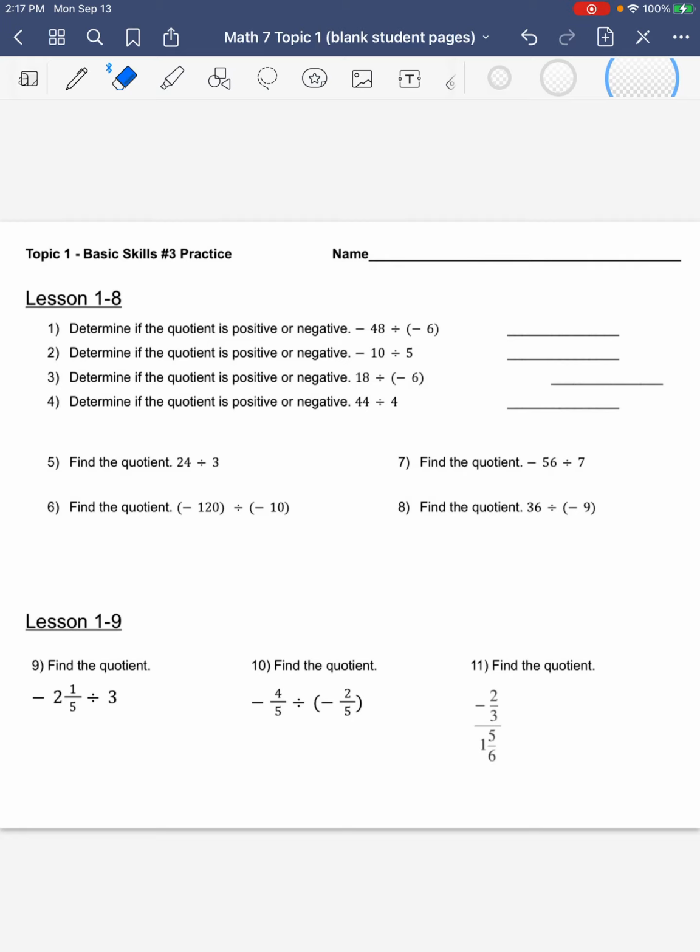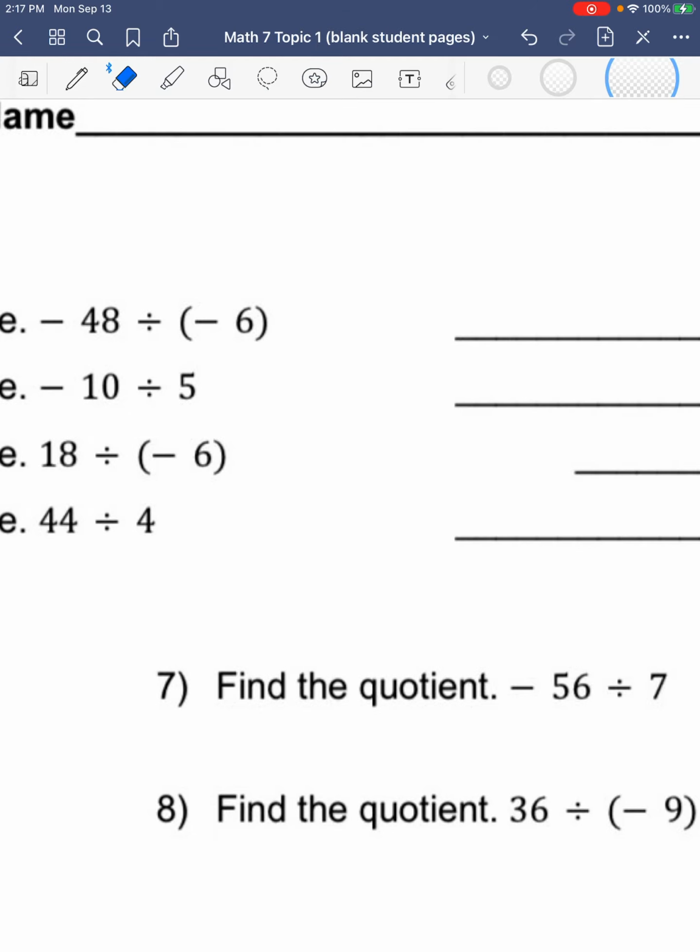For number 1, we have determine if the quotient is positive or negative. I'm going to zoom in here. And in number 1, I see that I have negative 48 divided by negative 6. Well, when my signs are the same, my quotient is going to be positive. Okay, in number 2, we're still determining if our quotient is positive or negative. And I have negative 10 divided by 5. So I have a negative integer divided by a positive integer. The signs are different, so our quotient is negative.